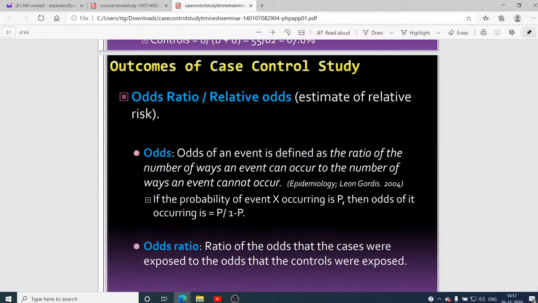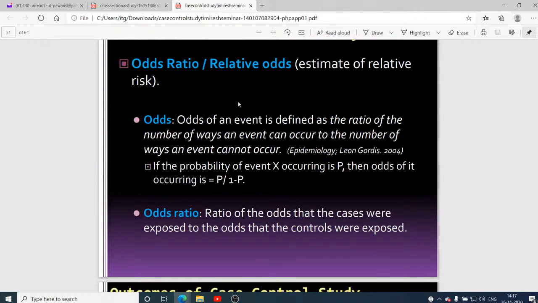Now coming to odds ratio and relative risk, relative odds. The odds of an event is defined as the ratio of the number of ways an event can occur to the number of ways an event cannot occur. If the probability of event X occurring is P, then the odds of it occurring is P divided by 1 minus P.